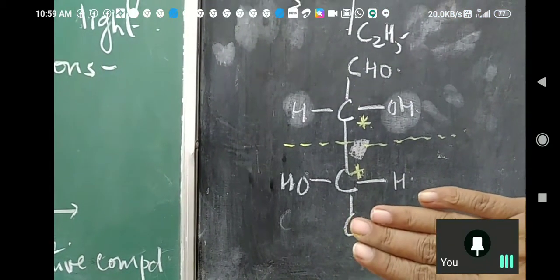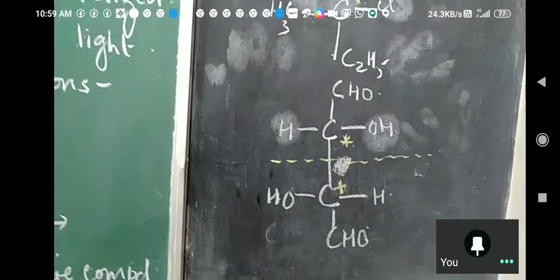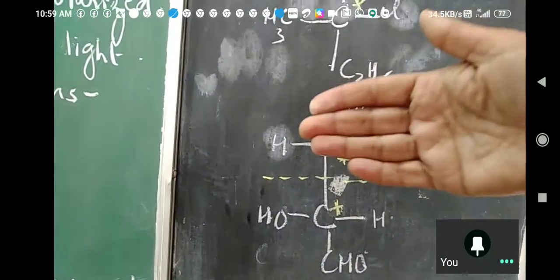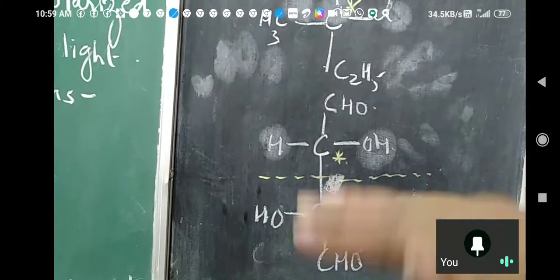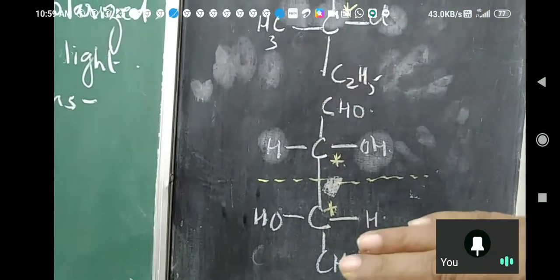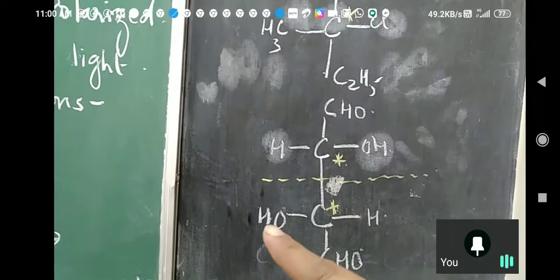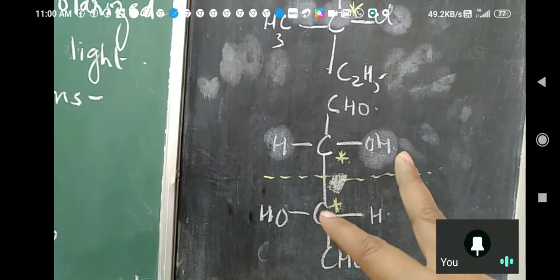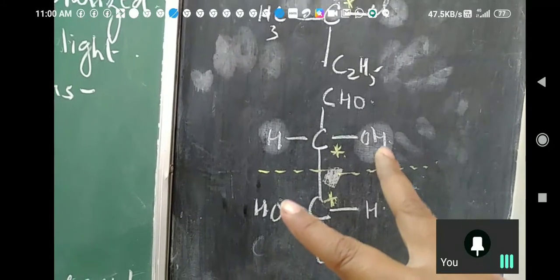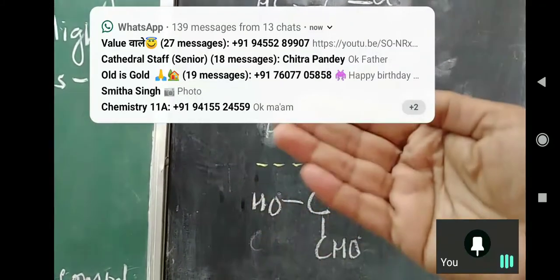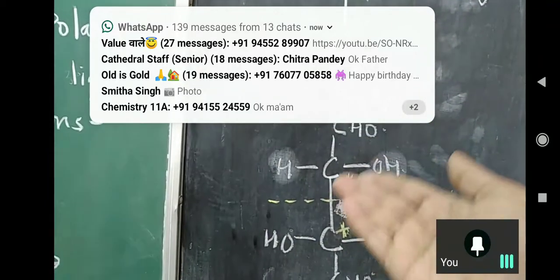Yes or no? They are not mirror image. Mirror image is something else. This is just, they are similar. Yes, you can say mirror image because this is left hand side, this is right hand side. They are mirror image. Correct. This is left hand side. This molecule is standing in front of the mirror and you are getting this image.